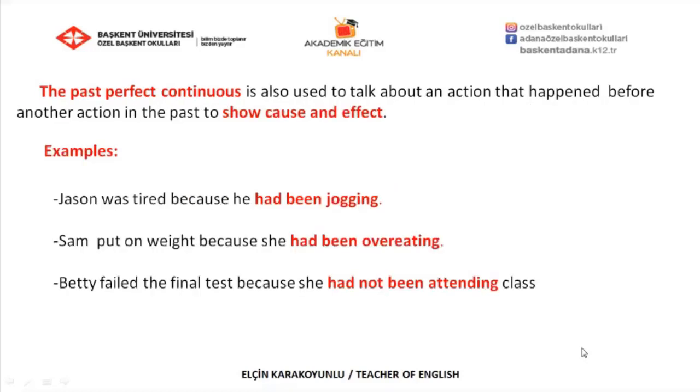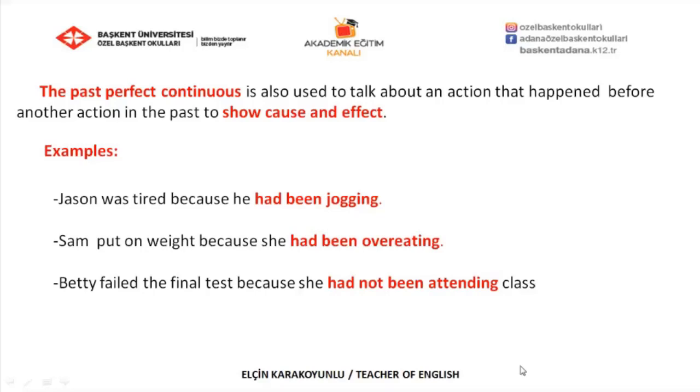The past perfect continuous is also used to talk about an action that happened before another action in the past to show cause and effect. For example, Jason was tired, so why? Because he had been jogging. Again, it's a kind of action in the past, and it's a kind of cause and effect sentence.